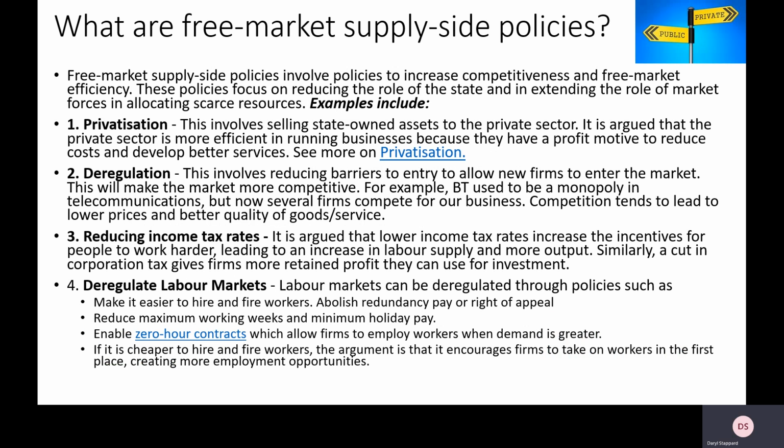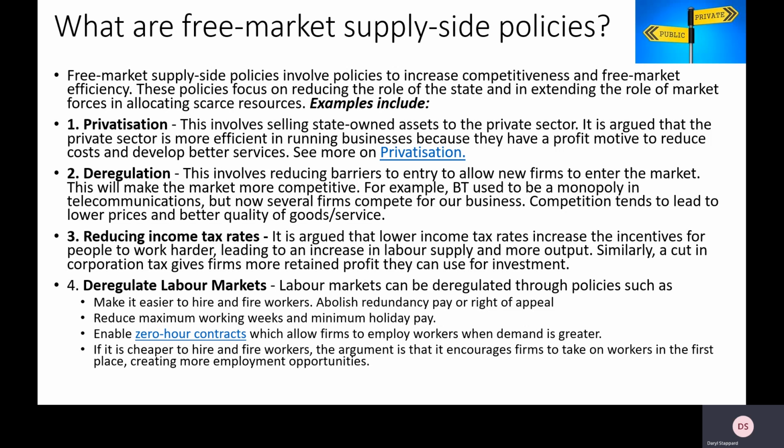Now, free market supply side policy or market orientated strategies, these are about the government reducing their role in the state. So the idea is if the government reduce their involvement in the state, they're allowing private enterprise and consumers to make more decisions for themselves. And the argument often is this will create more competition and more efficiency across the country. Right, okay, so let's look at some of the ideas that we can do.